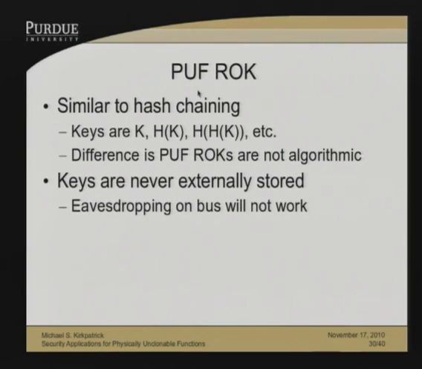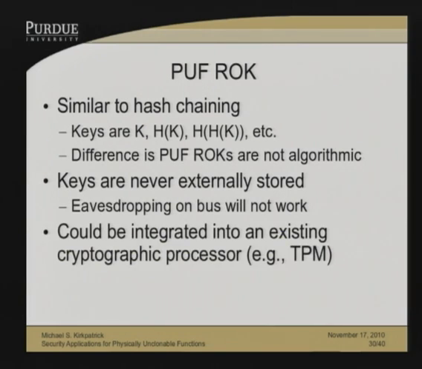One of the other features is that the keys are never externally stored. They only exist within the processor itself. So that means you can't eavesdrop on the bus and determine what the key is, because the key is never sent across the bus. It's never communicated with any external peripheral. It never exists in memory, so cold boot attacks won't work. And like I said before, you could incorporate this into a traditional cryptographic processor.